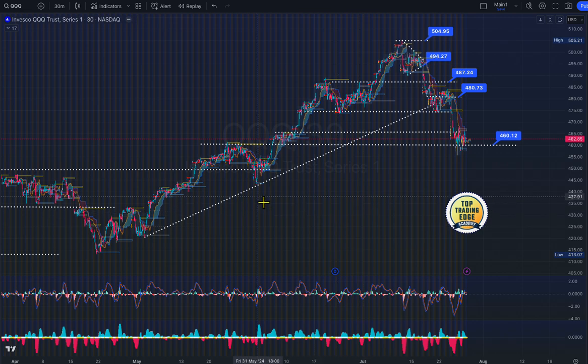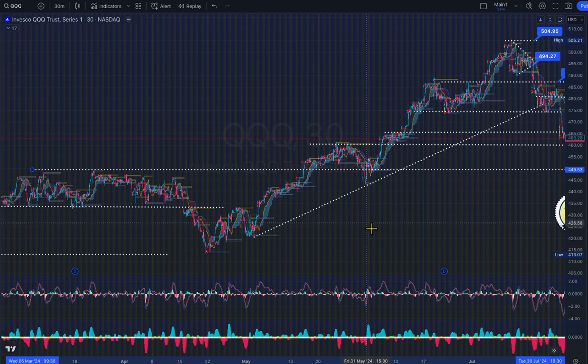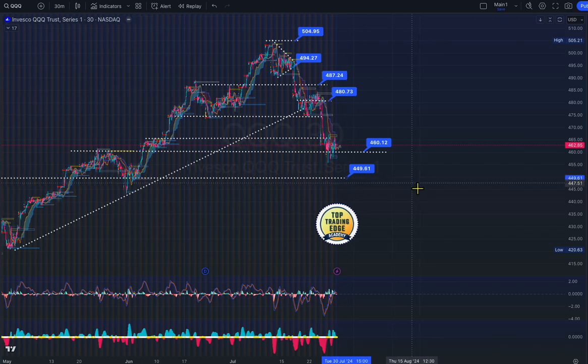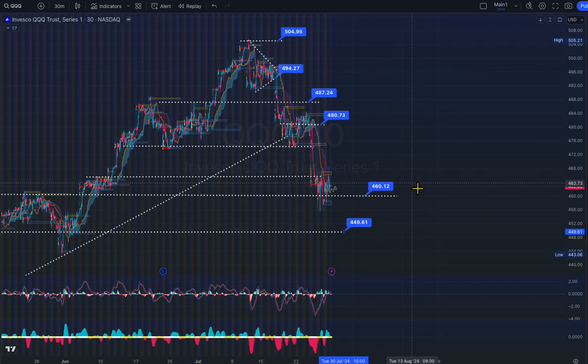Okay, that means we are testing the support. We did not have the bounce, so QQQ can easily go to this area. All right, QQQ looks like it wants to go to 449. All right, 450 area, folks. Okay, QQQ heading to this area.